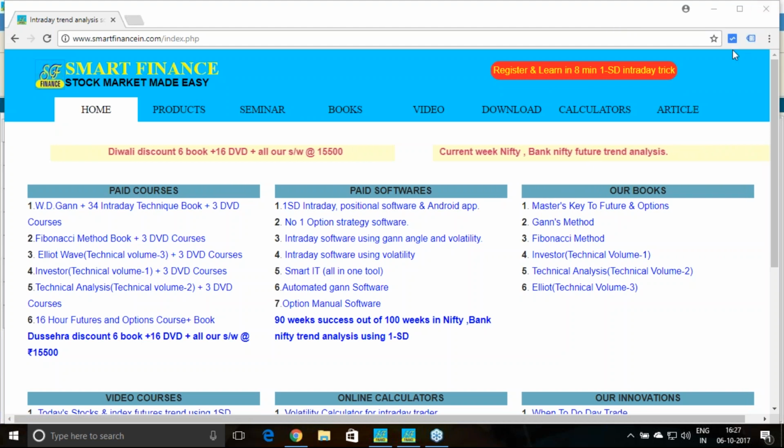And the second announcement I want to make here: if you are a user of the Smart IT tool and the OneSD tool, try to update this software. And for OneSD, we are going to release one more update, so please update it, as the commodity interface is being added into the software. You can use that. That is the objective of this particular update.